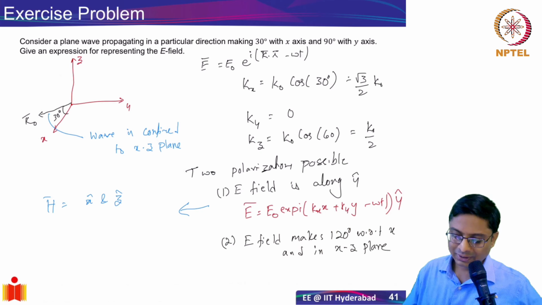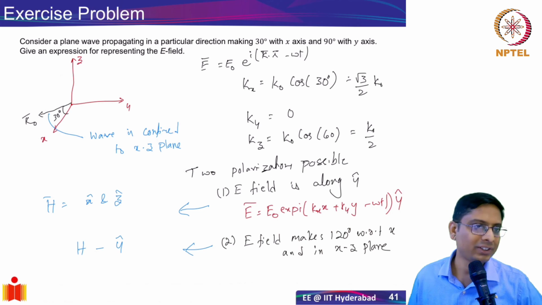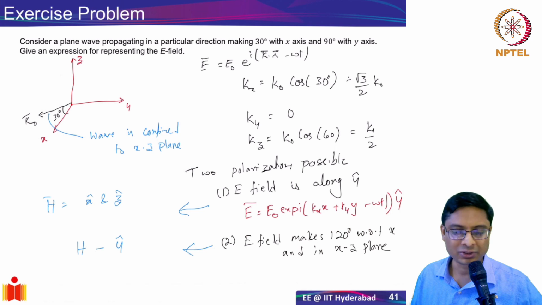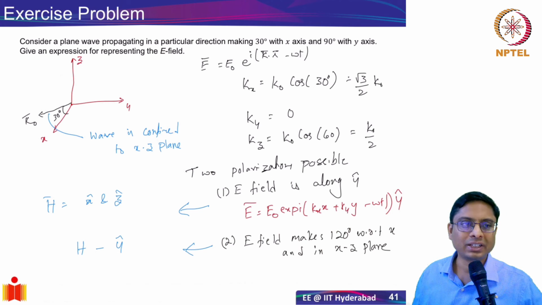Or if you choose the second case, where my electric field has the two components, x and z cap, then my magnetic field is going to be simple: it will be in the y cap direction. So these are two independent polarizations that are possible for a wave propagating in a medium. Many times, these are two degrees of freedom that are associated.